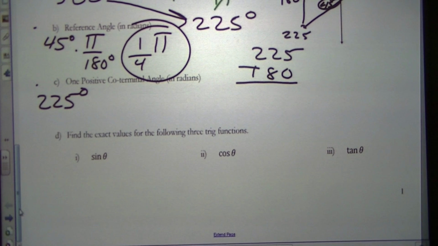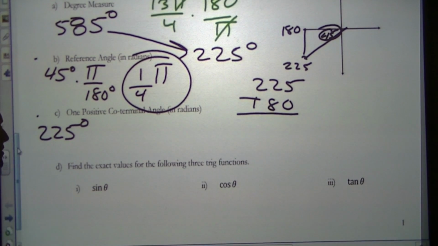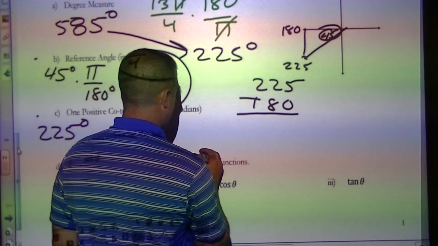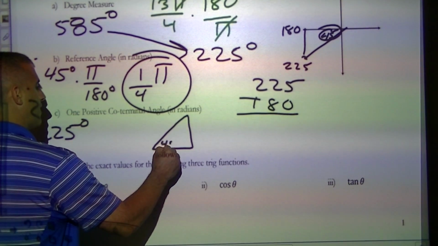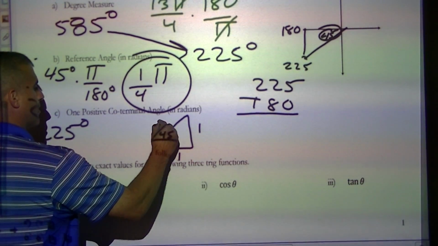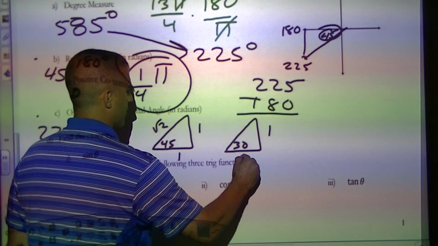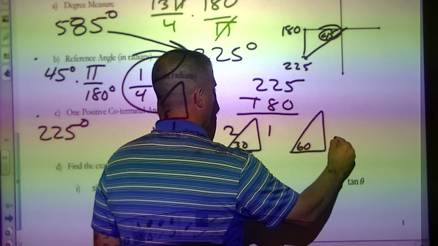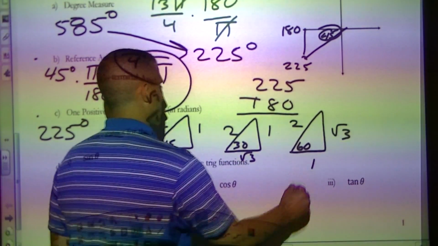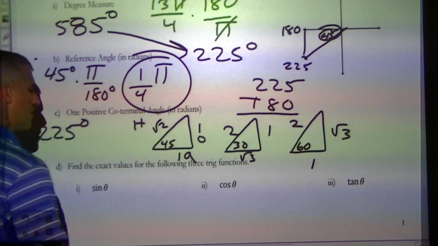Find the exact trig functions. Now for doing those exact trig functions, what you have to look at, I'm going to draw this here, is there's 3 triangles. The 45, where it's 1, 1, square root of 2. The 30, which is 1, square root of 3, and 2. And the 60, which is square root of 3, 1, and 2. In each one of these, this is H, O, and A.